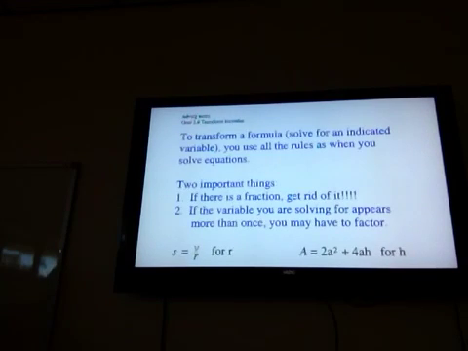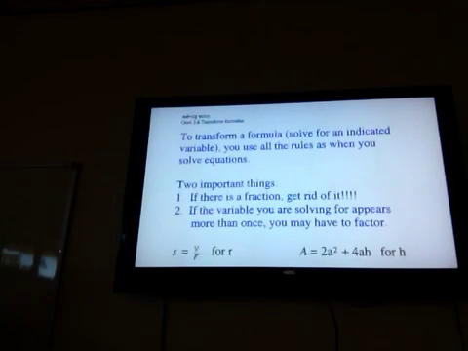To undo addition, you use subtraction. To undo subtraction, you use addition. To undo multiplication, division, and to undo division, multiplication. So all those rules are still applying. But it looks weird because it's not just x and things like that. You can't combine things like we've been able to.